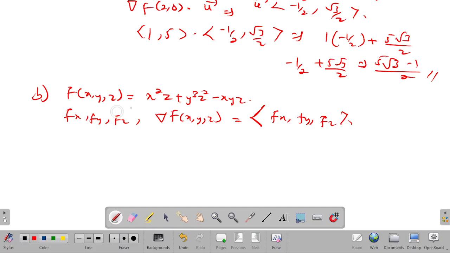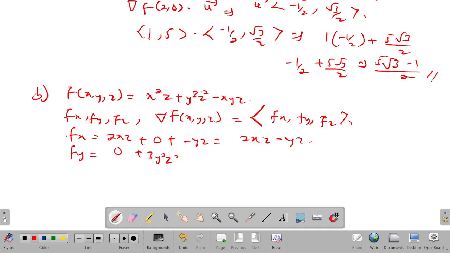Now let's differentiate this. What is our fx? Our fx here, we get 2xz plus, there is no x here, we get 0. Then here, we get minus yz. Therefore, our fx is 2xz minus yz. What is our fy? Here there is no y, so 0. Our y here will give us plus 3y squared z squared, and our y here will give us minus xz. So our answer is 3y squared z squared minus xz.